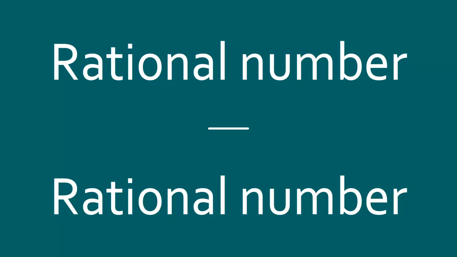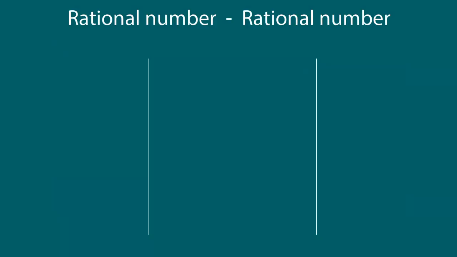What happens when we subtract a rational number from another rational number? Let's find out. Let's take a look at some examples. I'm going to randomly write a lot of rational numbers here. Let's take the first one as, how about we take 5 minus 3. Now 5 minus 3 is 2.